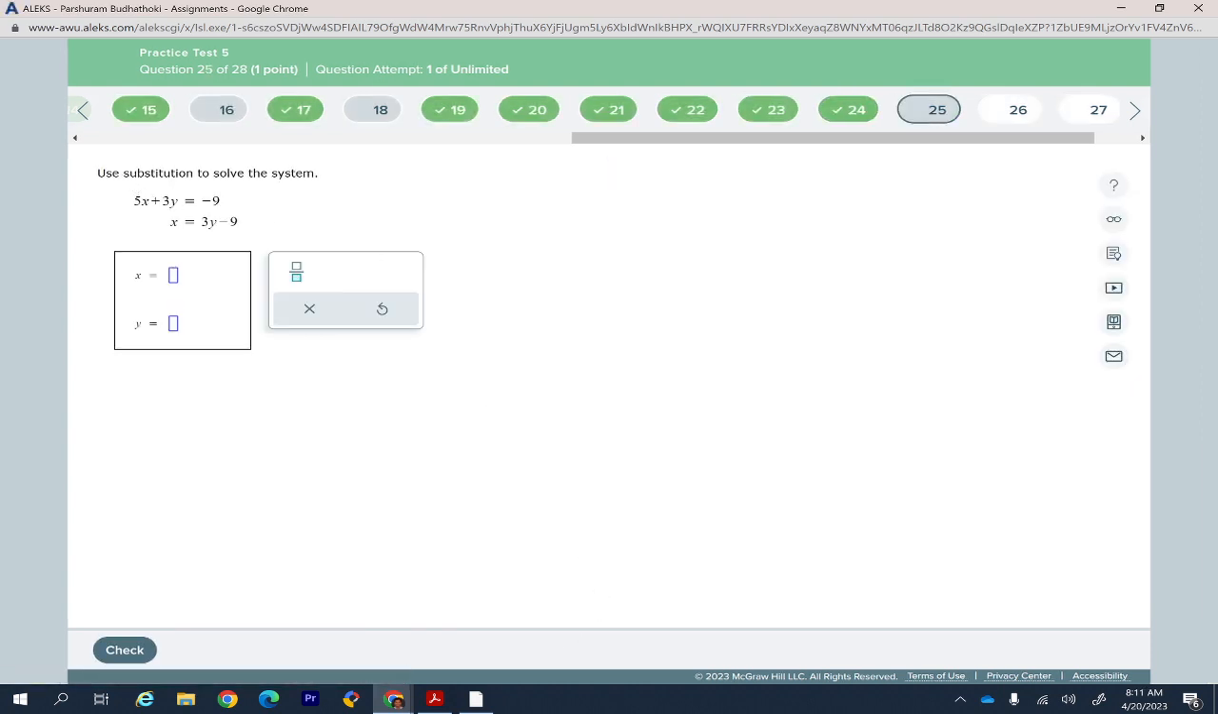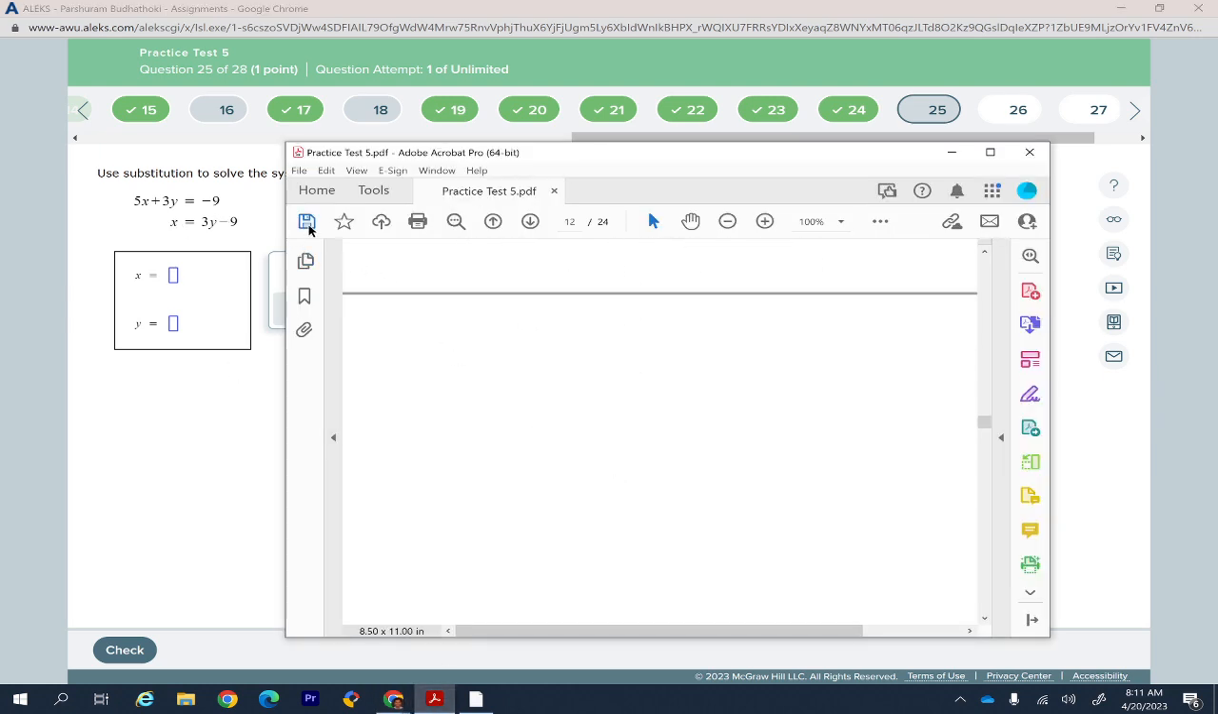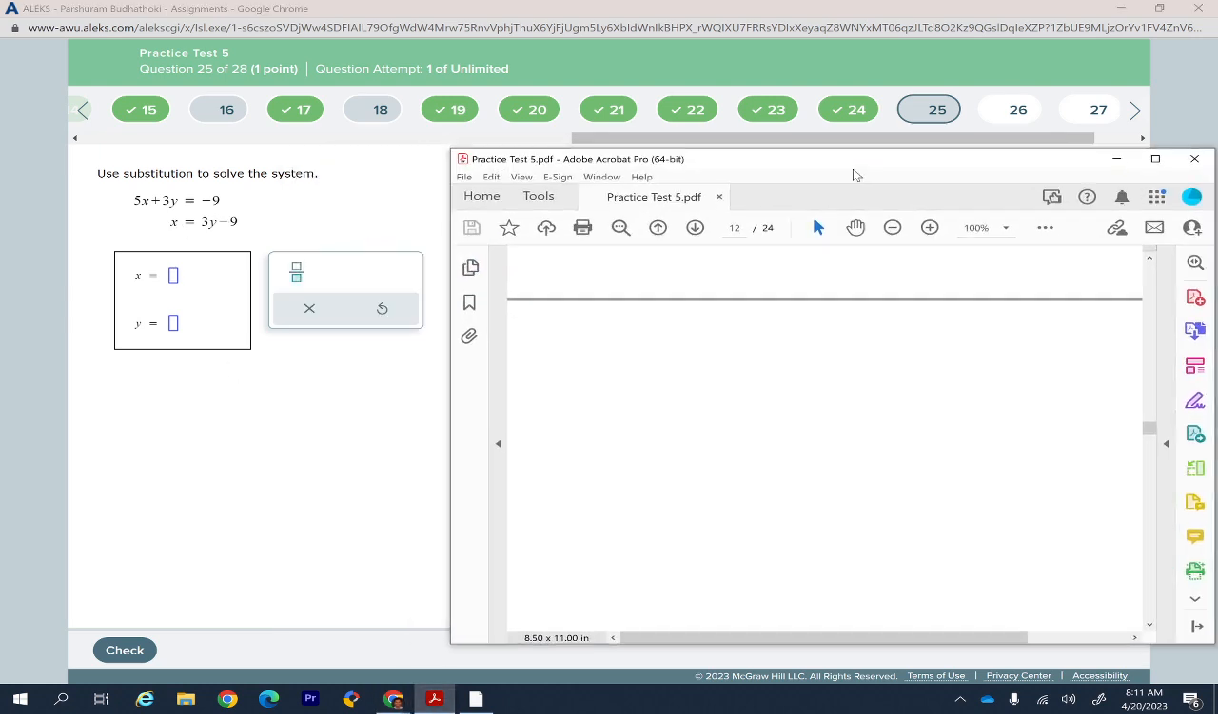Here use the substitution to solve. So the substitution method is, you have to solve for one variable. The one variable is already given from the second equation. x is 3y minus 9. I'm going to substitute for x here in the first equation, which is 5 times x plus 3 times y equals negative 9, but x is 3y minus 9.